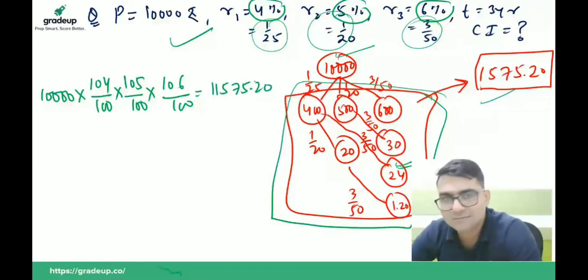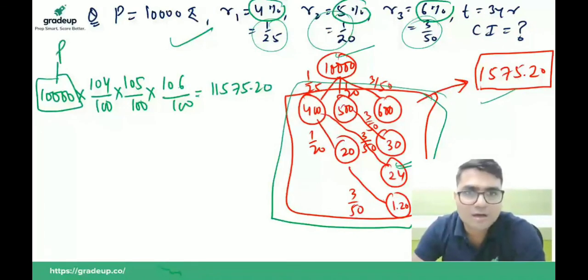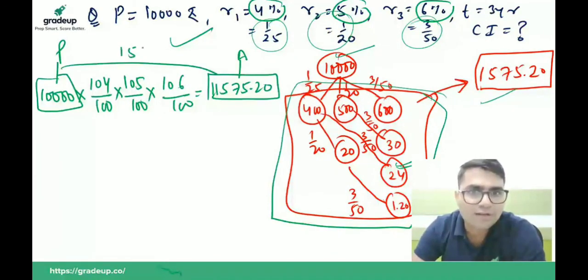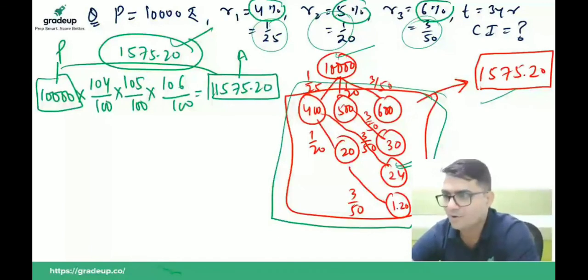11,575.20 rupees. All right. Now, the principal is this, the amount is this, then the difference is 1575.20 rupees, which is your interest. You can also do this question by this method. Okay, is it okay to all of you guys?